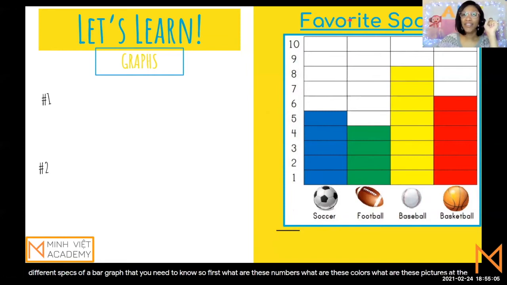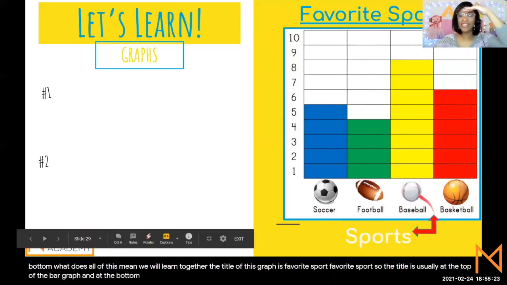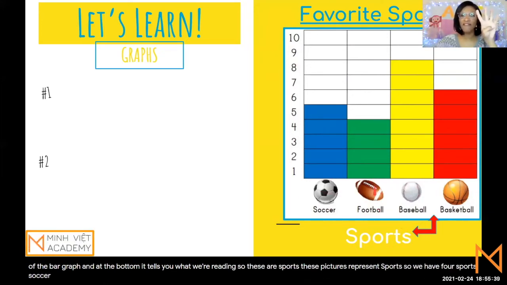The title of this graph is Favorite Sport. So the title is usually at the top of the bar graph. And at the bottom, it tells you what we're reading. So these are sports. These pictures represent sports. So we have 4 sports: soccer, football, baseball, and basketball.